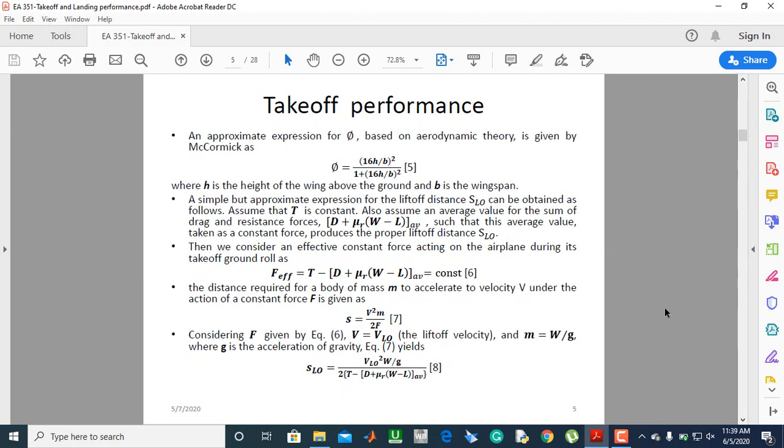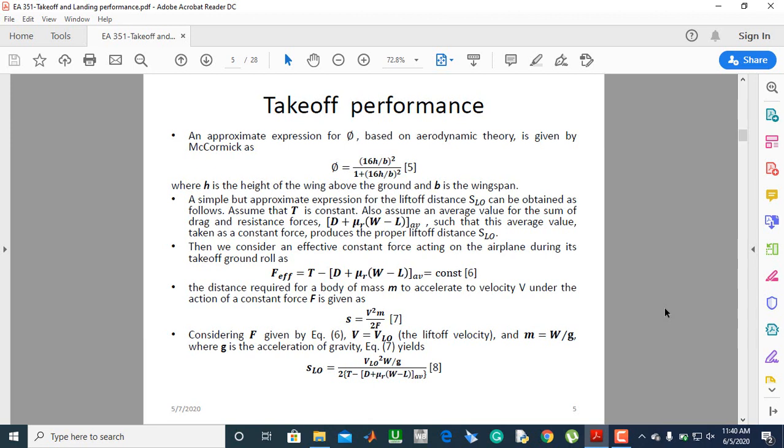And now if we assume a constant thrust force and an average value of the sum of the drag and resistant force, which is D plus the resistant force, and if you assume that these are constant and you substitute them with an effective force, which is given by equation 6, then the effective force is equal to the thrust minus the drag plus the resistant force, because the drag and the resistant force are acting in the same direction and they have a minus sign.